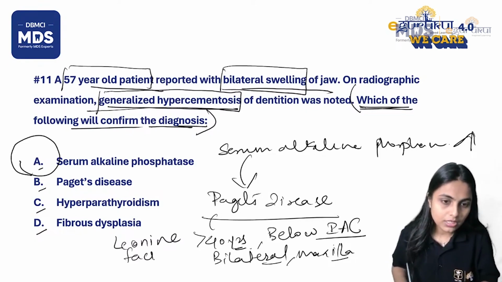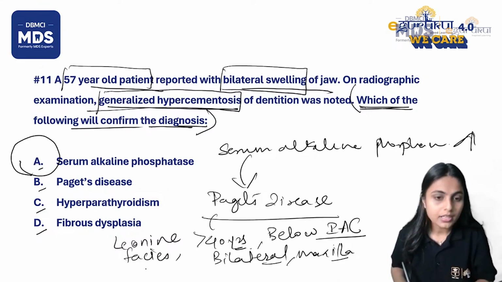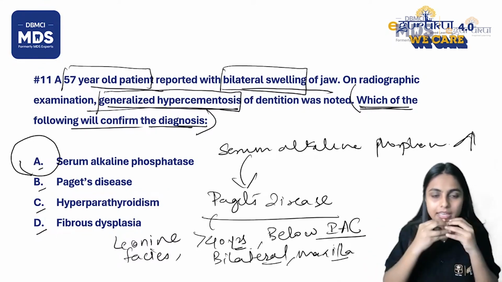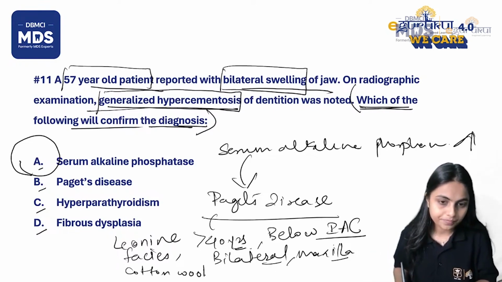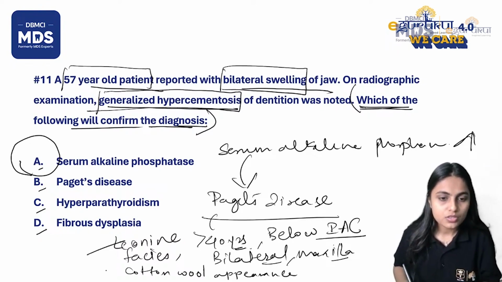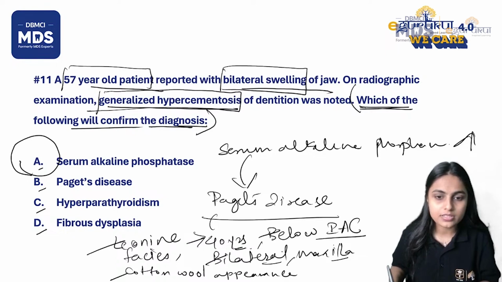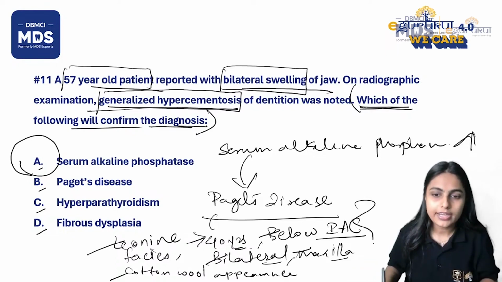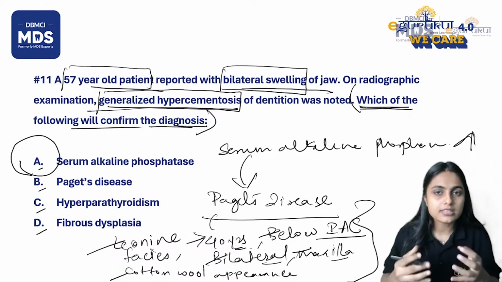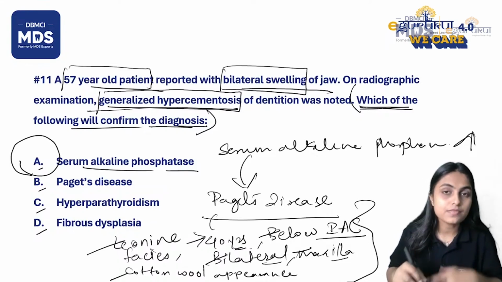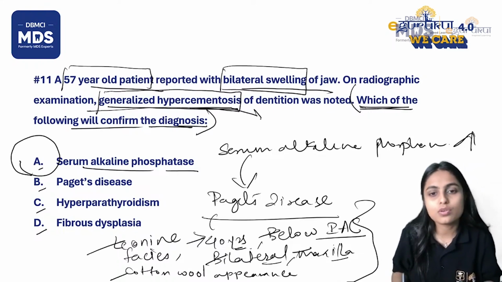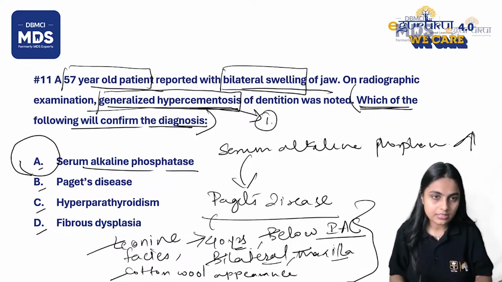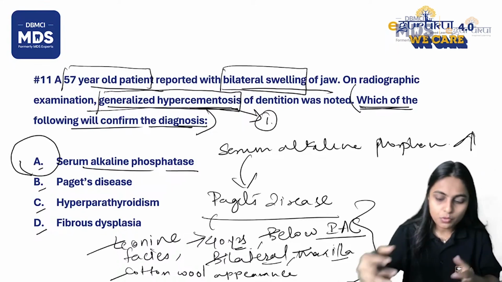Leonine facies is one of the features. And what is the appearance seen in the mandible radiographically? It is cotton wool appearance. So these all are features of Paget's disease that you should know. And here our answer is serum alkaline phosphatase, which will confirm the diagnosis of Paget's disease. Generalized hypercementosis is also one of the features seen in Paget's disease.